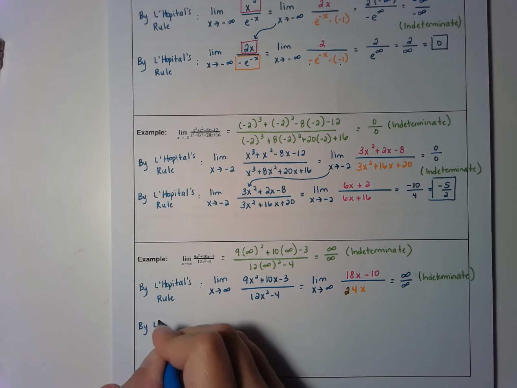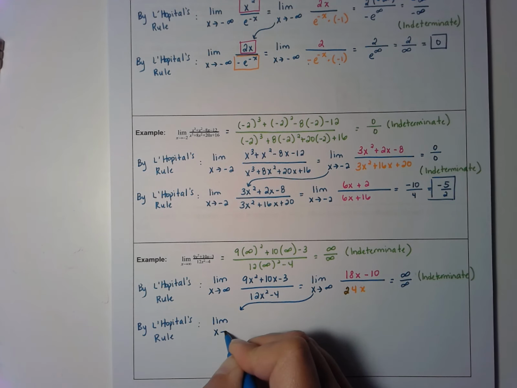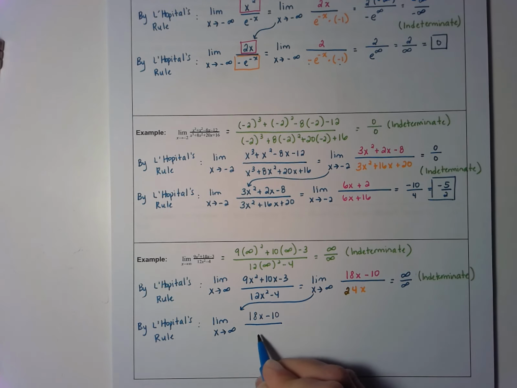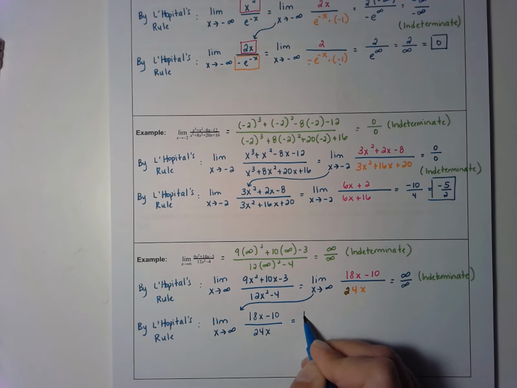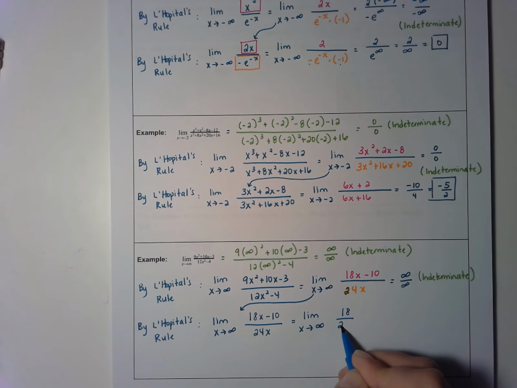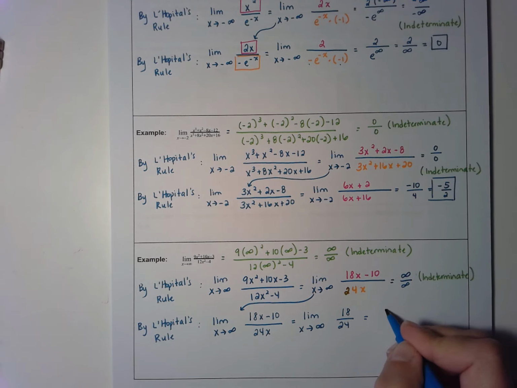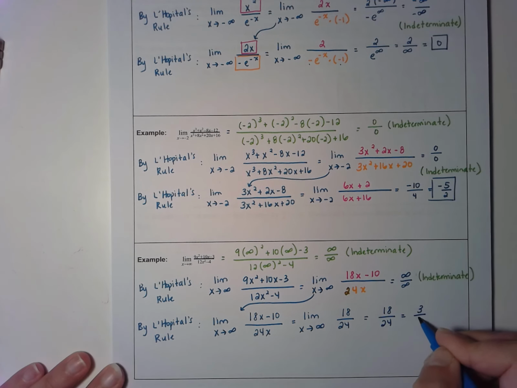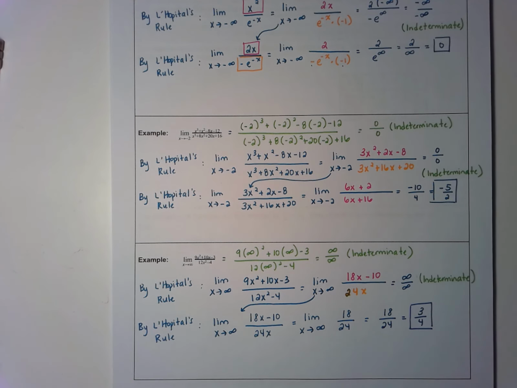So by L'Hopital's rule, this new limit that we were trying to find, the limit as x goes to infinity of 18x minus 10 all over 24x, would be equal to the limit of the derivatives. So it'd be 18 over 24. Now there's no place to substitute infinity. So we can just say that the answer is 18 over 24, which simplifies to 3 over 4 because both the numerator and denominator are divisible by 6.